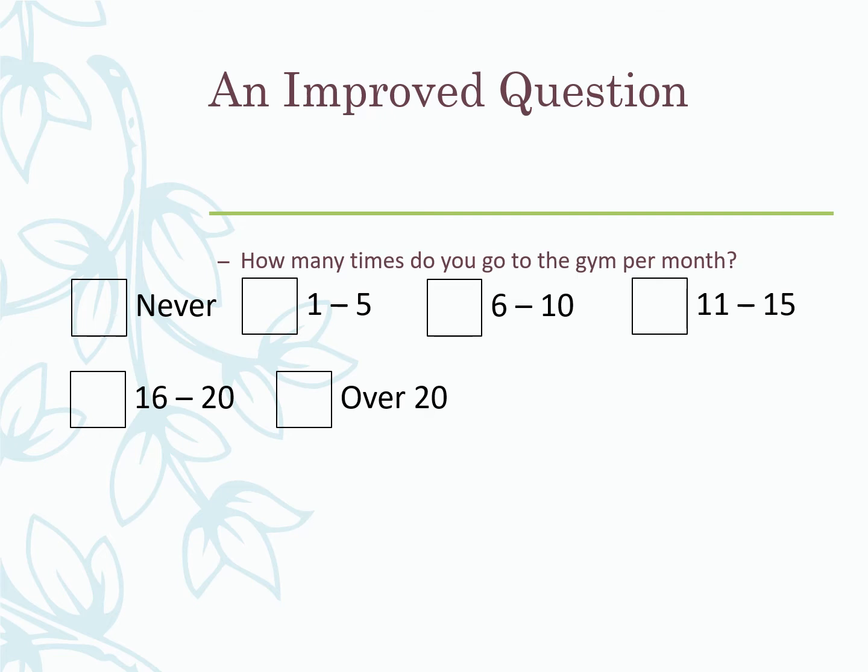Now, how can I improve my question? I will ask, how many times do you go to the gym per month? I specified the time. Never, 1 to 5, 6 to 10, 11 to 15, 16 to 20, over 20. If you notice, when we say never, you gave a choice for the people who don't go to the gym. Over 20, you gave a choice for people who go to the gym more than 20 times.